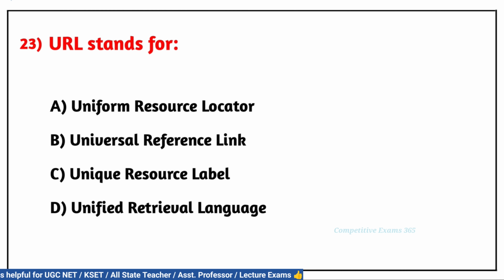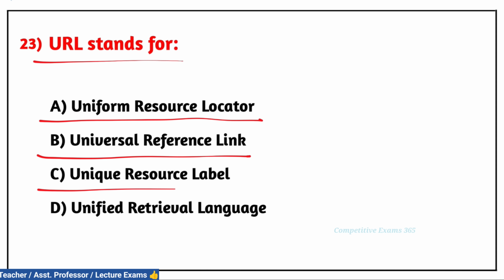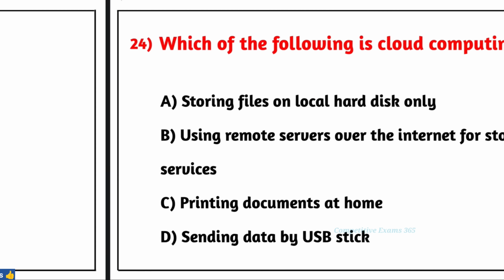23rd question. URL stands for. Option A, Uniform Resource Locator. Option B, Universal Reference Link. Option C, Unique Resource Label. Option D, Unified Retrieval Language. Option A, Uniform Resource Locator, it is the correct answer.